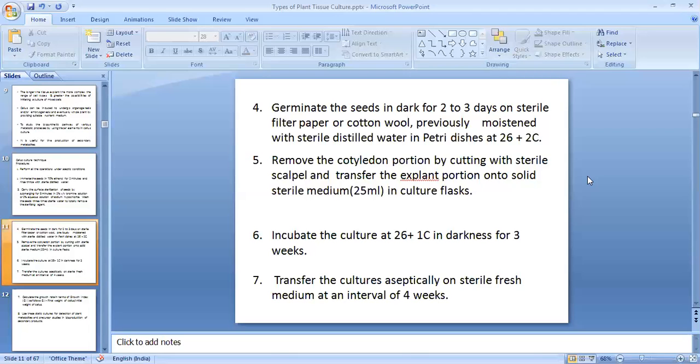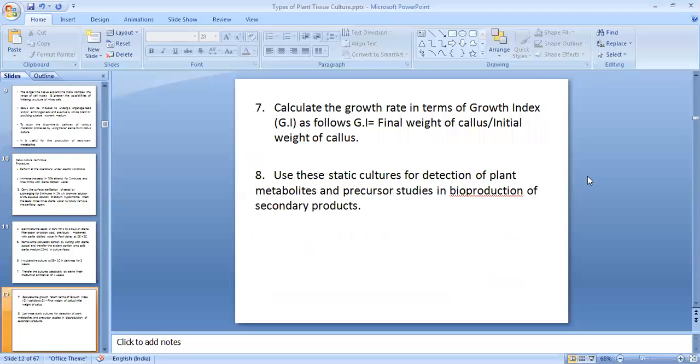And once the cotyledon explant is cultured, it is incubated at 26 degrees centigrade plus or minus 1 degree in the darkness for about 3 weeks. It should be observed for the growth of the callus, and the culture should be transferred aseptically onto sterile fresh medium at an interval of 4 weeks.